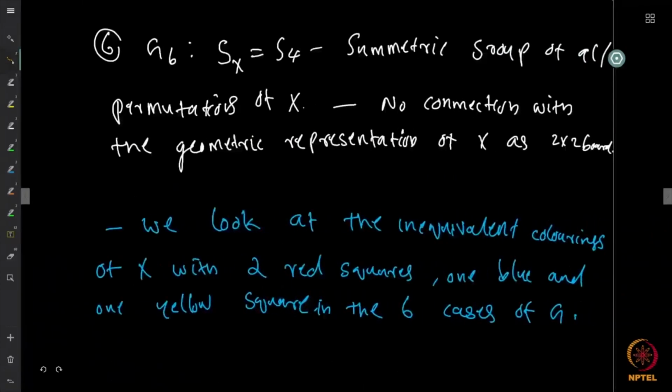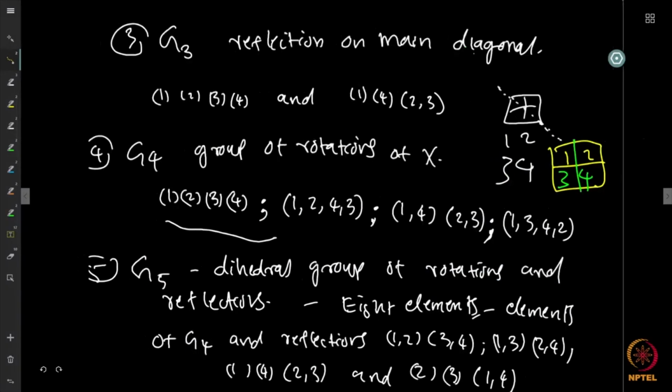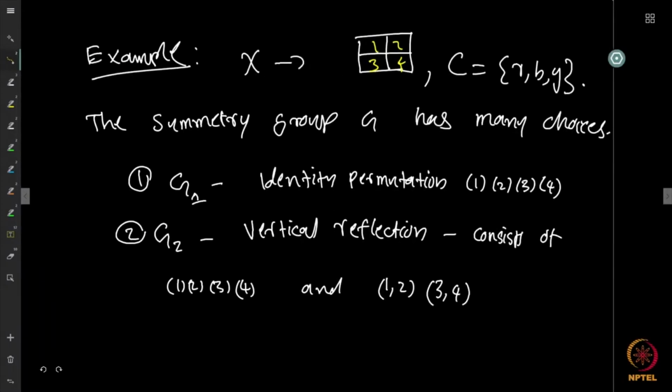Then finally, we can also look at the symmetry group of all permutations of X, G6. So S_X is S4 itself. Now, if you look at all possible permutations, then we see that actually it loses the connection with the geometric representation of X as this 2 by 2 square.